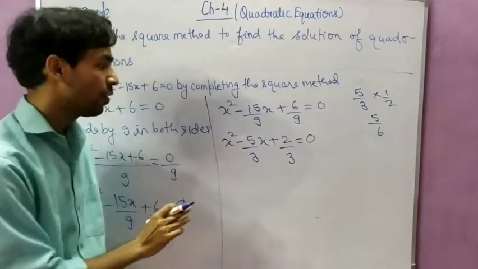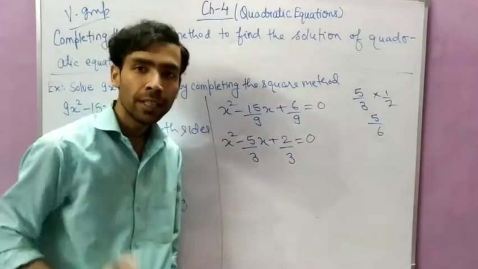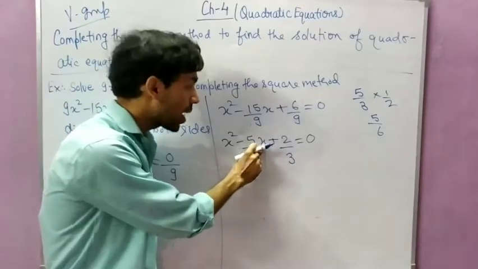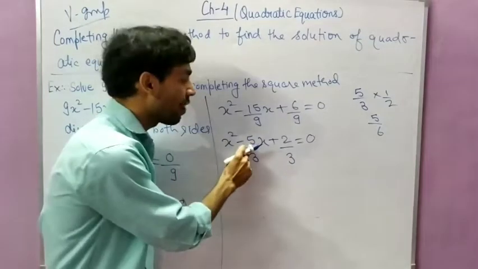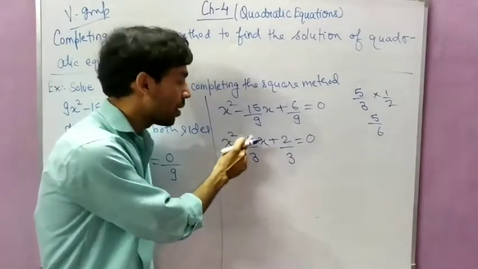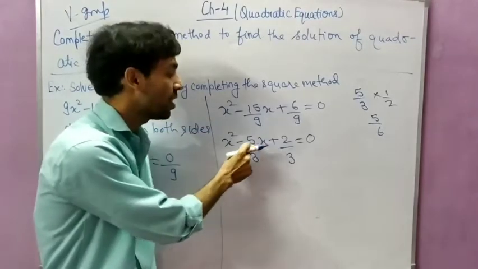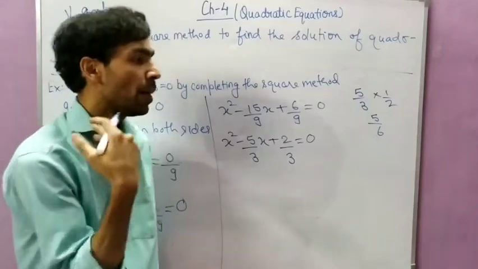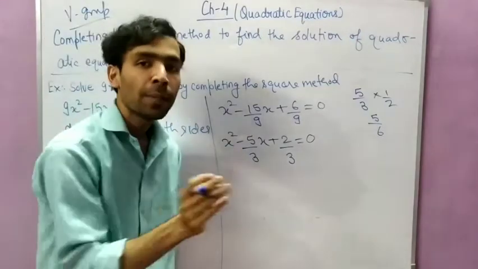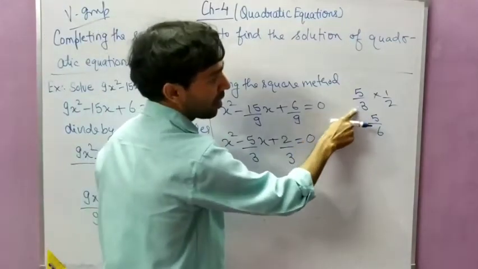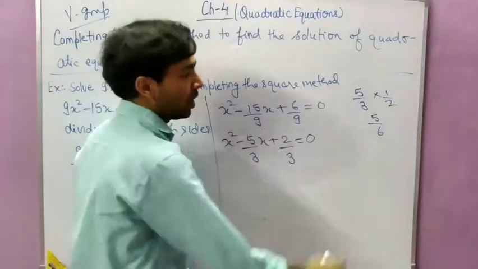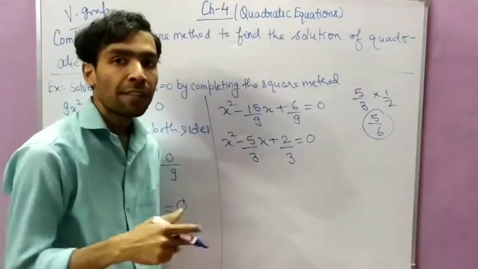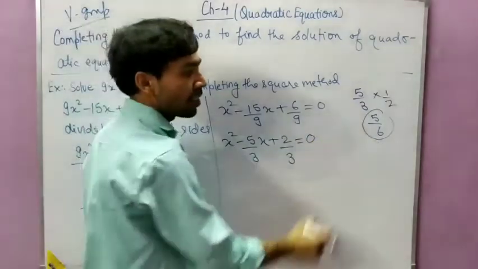Listen, first we made the coefficient of x square 1. After that we looked at the coefficient of x. The coefficient of x is 5 by 3. Just see the number, not the sign. So you multiply 5 by 3 to 1 by 2. 5 by 3 multiplied by 1 by 2 comes to 5 by 6.